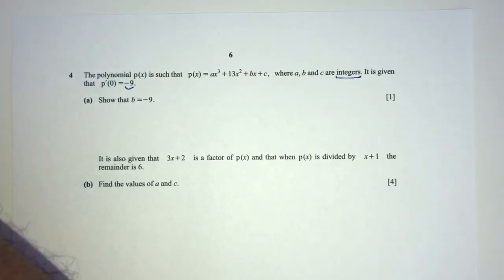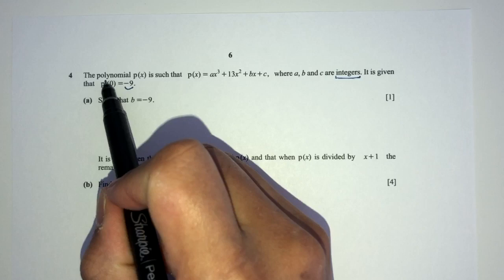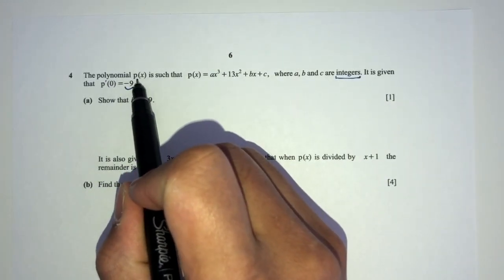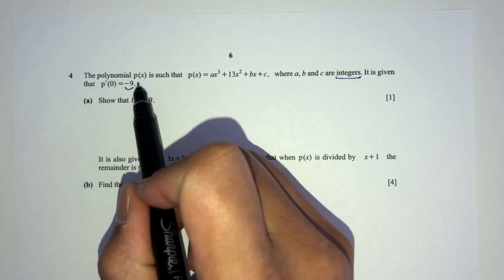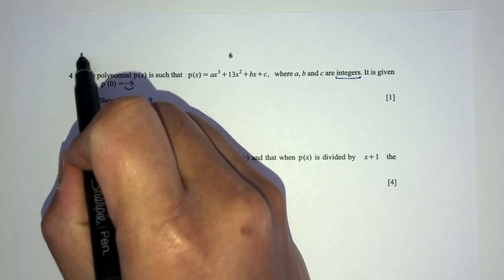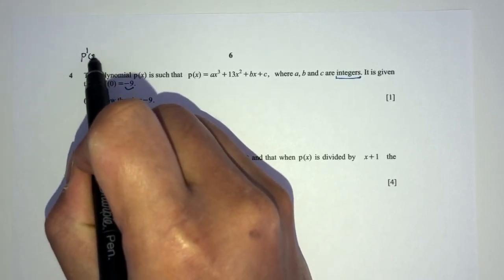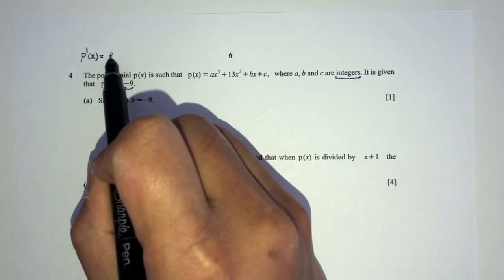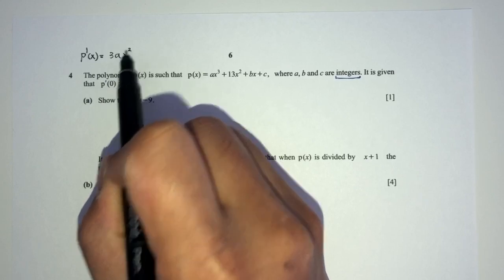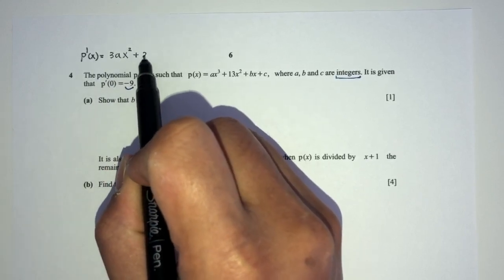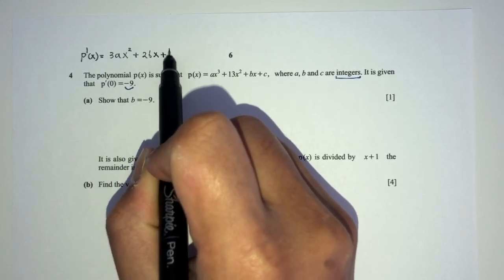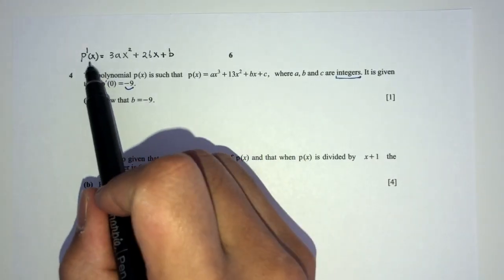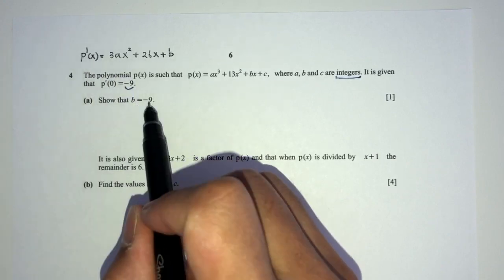Now, the first thing we have to know here is, what does p prime mean? It just means that we take this value and differentiate with respect to x. So p prime, it just means we have to differentiate this equation. That will become 3ax squared plus 26x plus b. Now, according to the question, if this takes the value of 0, you will have minus 9.